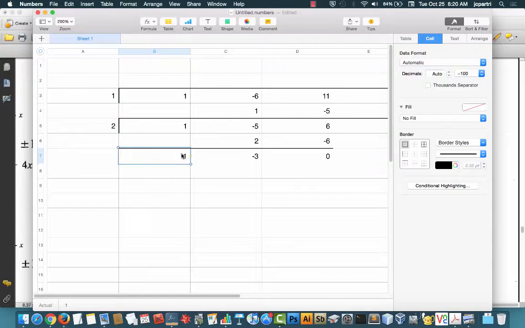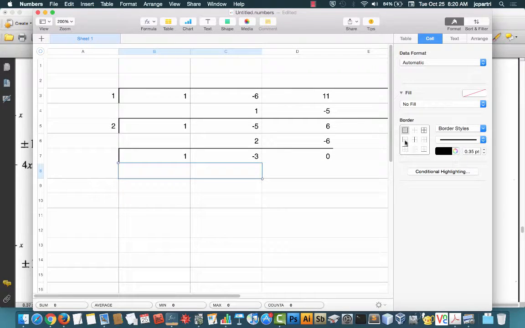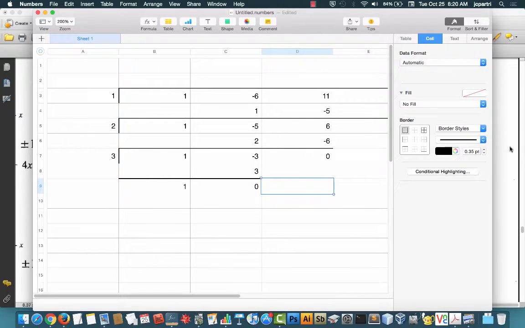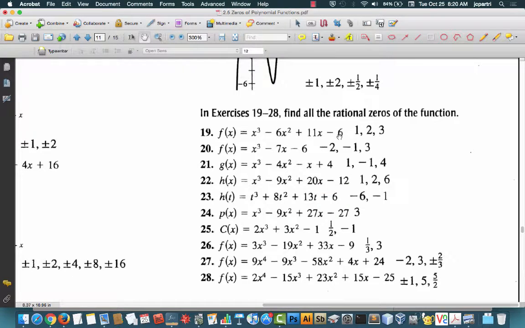So now let's show you that x equals 3 works. So I put a 3 here. I drop the 1. 3 times 1 is 3. Add them up, I get 0. And so what that means is that this function right here can be factored into, let me go ahead and write it out, x minus 1 times x minus 2 times x minus 3. If we FOILed that all out, we would get that function right there.